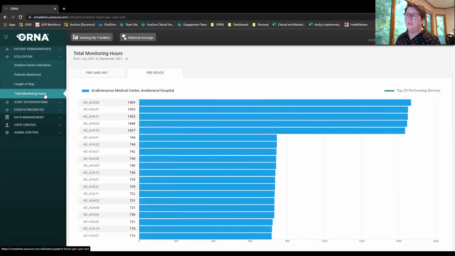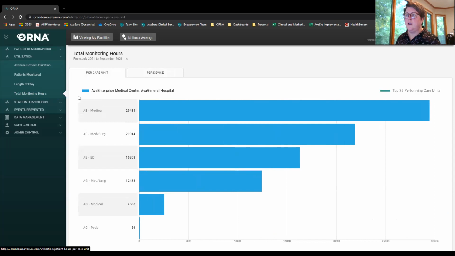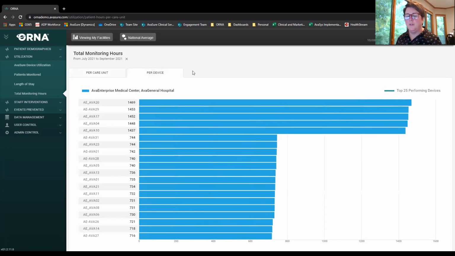The next area I want to draw your attention to is total monitoring hours. You can see here, we've always had total monitoring hours per care unit. This tells us how many hours each care unit is using the devices. The ORNA engineers have been busy working on a new graph that is now total monitoring hours per device. Many sites have requested this graph so they could keep track of their utilization based on the device name or the different types of devices they have, if it's a mobile or a ceiling mount. This new graph has been rolled out into ORNA production, so if you're a current ORNA subscriber, this graph is available to you now.